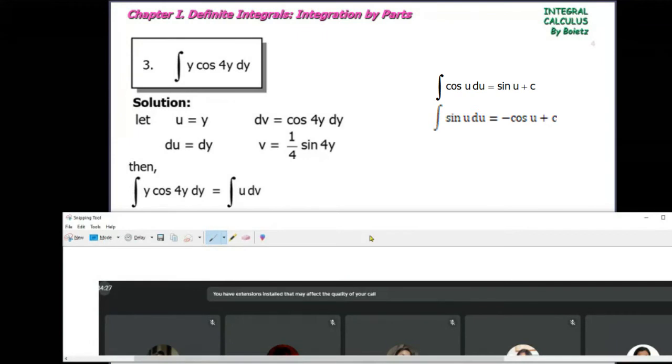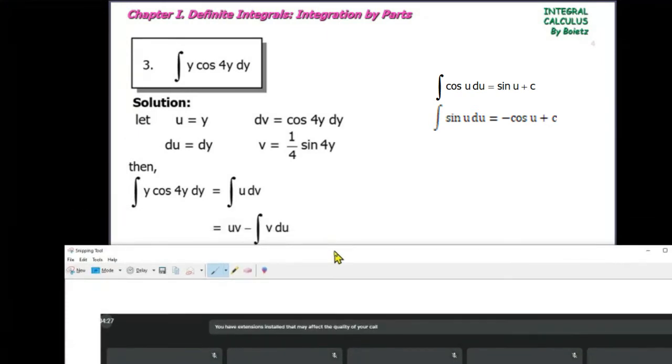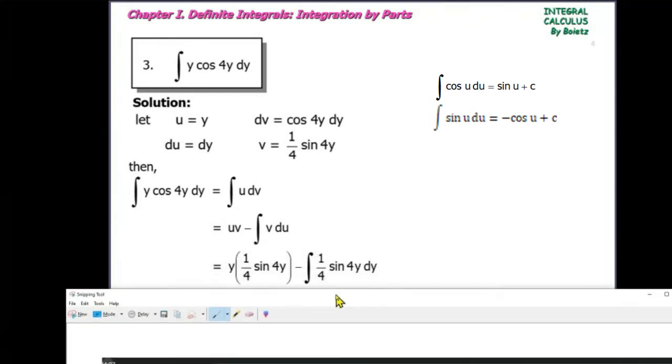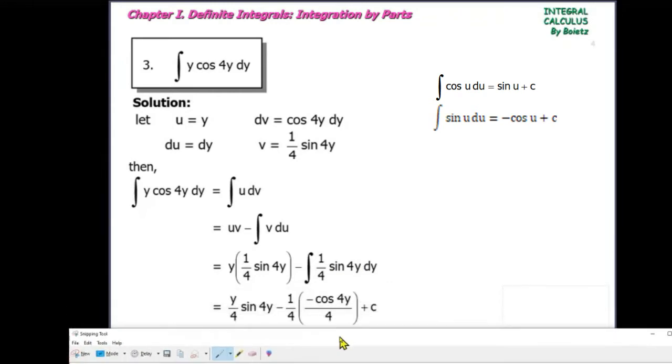The integral of y cosine 4y dy is equal to integral of u dv or uv minus integral of v du. That is our formula. Then substitute what is u, y, v is equal to 1/4 sine 4y, then minus integral ng v, 1/4 sine 4y, then yung du mo is dy. So natanggal dito yung y, natanggal yung algebraic function. So magiging trigonometric na lang to. So therefore, y over 4 sine 4y, then minus 1/4.